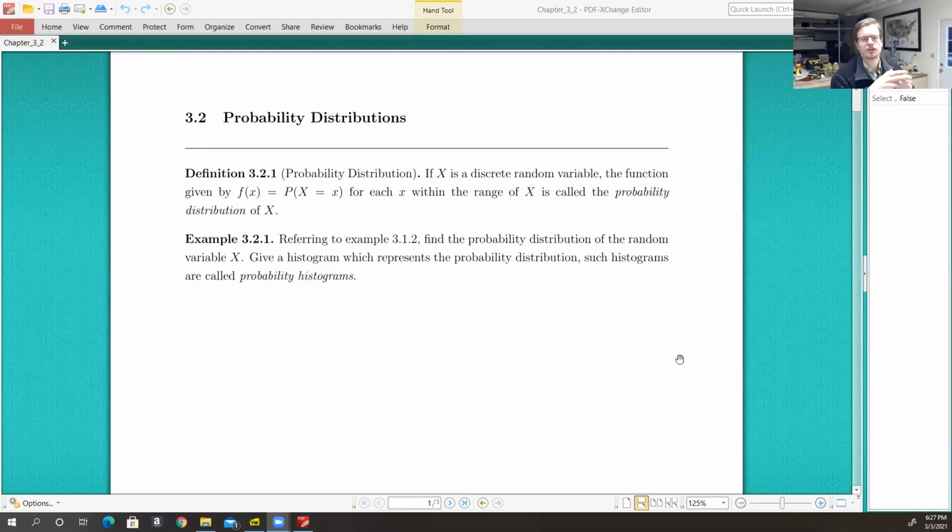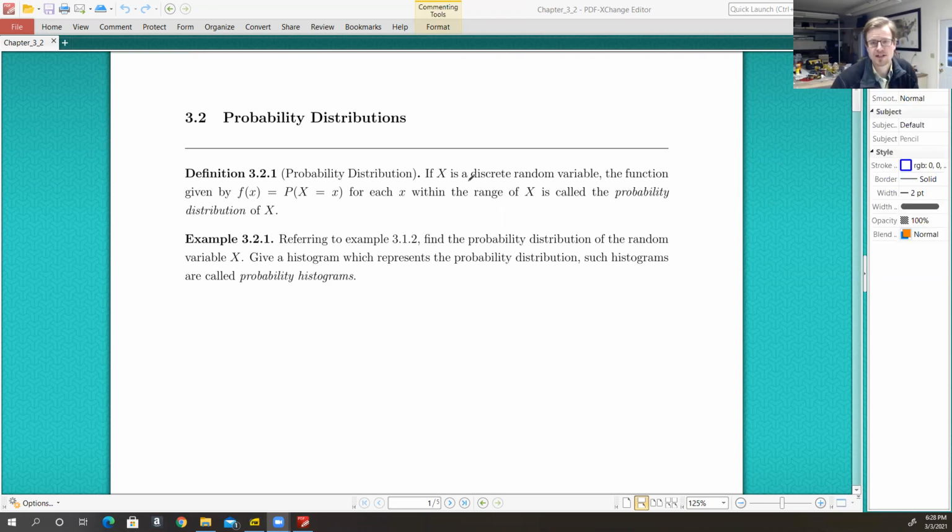A probability distribution that we may have encountered in the past would simply be us creating a table and writing in a table what the probabilities are, which is essentially what we're taking a look at here. If you're not quite sure what I'm talking about, it should look pretty familiar when we consider an example. But to be specific and to be rigorous, we actually say that a probability distribution is a function. So if x is a discrete random variable, then the function given by f of x is the probability that the random variable takes on this particular value.